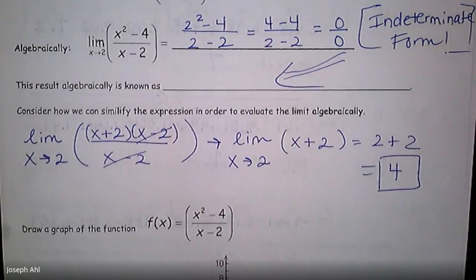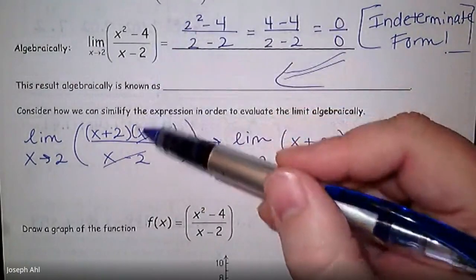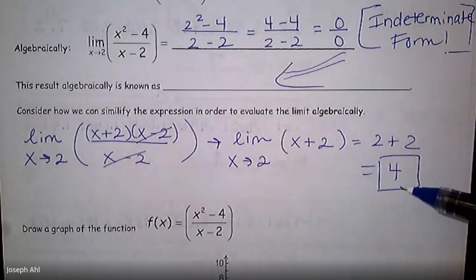So have no fear when you get 0 over 0. Sometimes it's as simple as, hey, just factor the top and bottom as much as possible. Once you're done canceling, then you get your final answer. Okay.